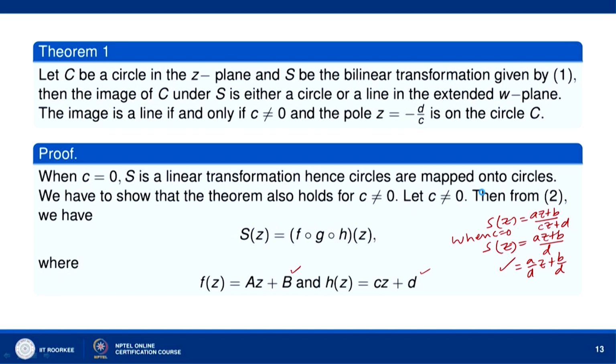It says that let C be a circle in the z plane. We have the unit circle in the z plane. S is the bilinear transformation given by 1. Then the image of C under S is either a circle or a line in the extended W plane. The image is a line if and only if c is not equal to 0 and the pole is on the circle C. We have seen that the pole z equal to 1 lies on the circle C, therefore, the image must be a line.